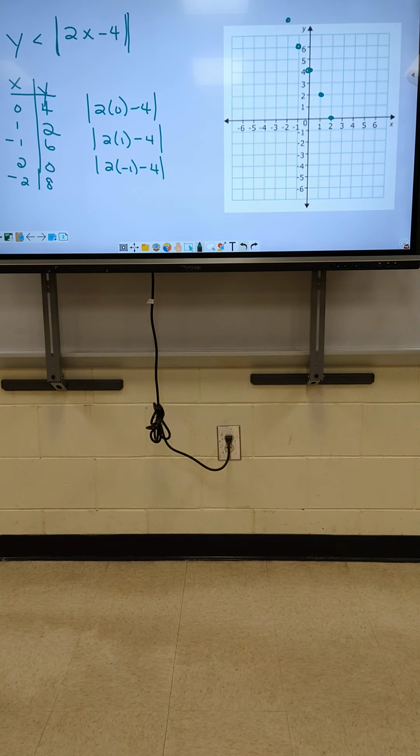I'll let y'all put your points on your graph real quick. It doesn't make a V, so we're going to have to plug in at least one more number. We've got to figure out where this thing starts going back up to make a V.